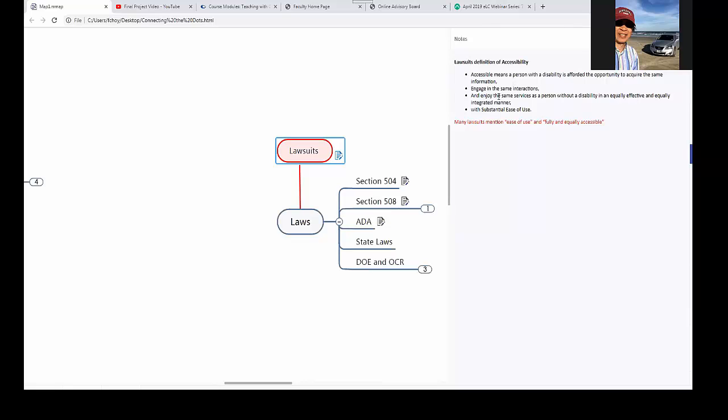Now, every one of these words can be further elaborated, but many lawsuits have mentioned ease of use, and fully and equally accessible. If you look at all these texts, for any one of these words, you can think about your own situation in the classroom or in your online teaching and see how you can apply it. I'm going to show you some examples later on to elaborate.